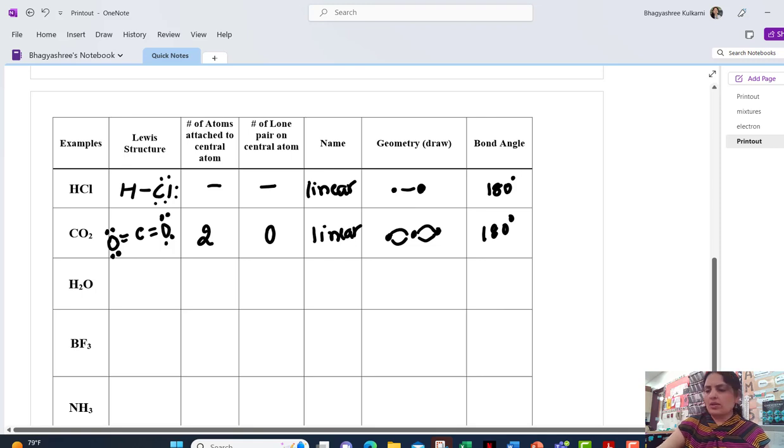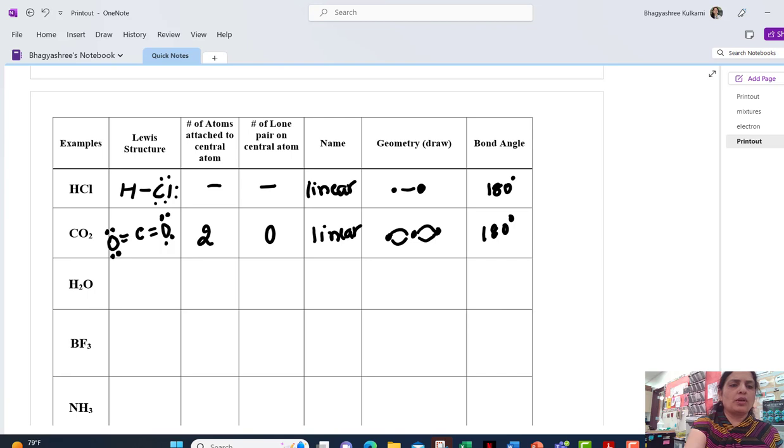Okay, the third molecule we are going to look at is H2O, the water molecule. Here oxygen is the central atom. There are 2 hydrogens attached, and the oxygen has 2 lone pairs if you draw the Lewis dot structure. So here the central atom is oxygen, there are 2 hydrogens attached, and there are 2 lone pairs on the central atom.